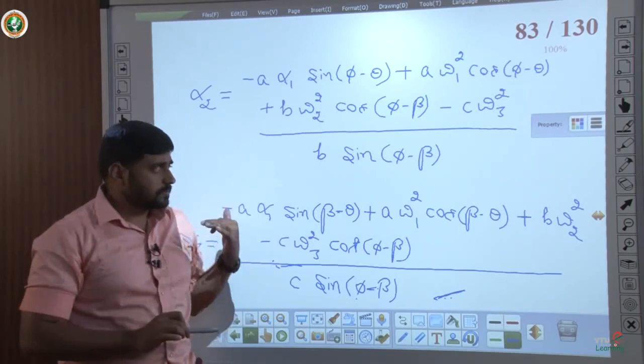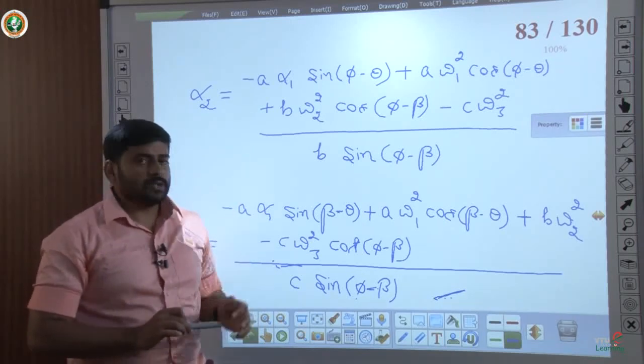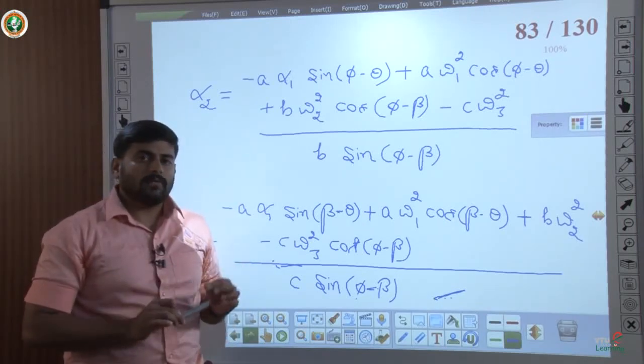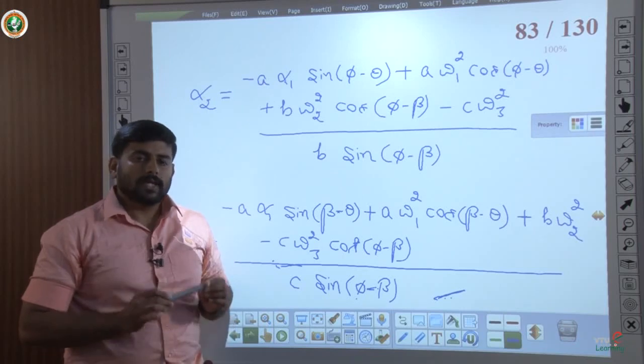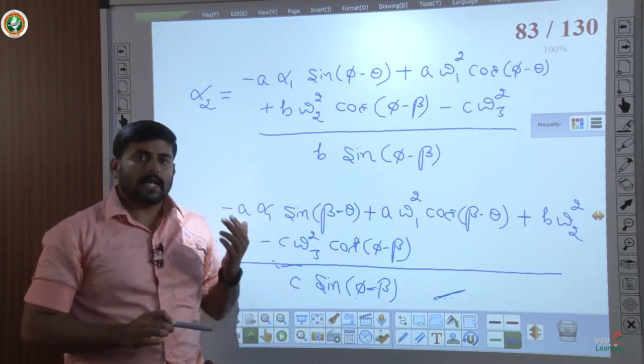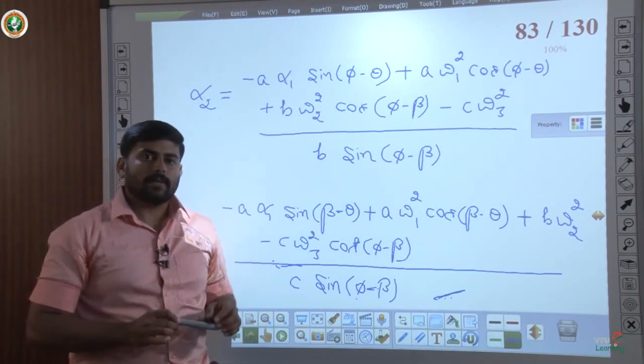So hope you people will go through these two lectures and recall all the formulas what we have derived, using which in our next lecture I will take up a numerical problem on 4-bar mechanism to determine the angular velocities and angular acceleration for a 4-bar mechanism.